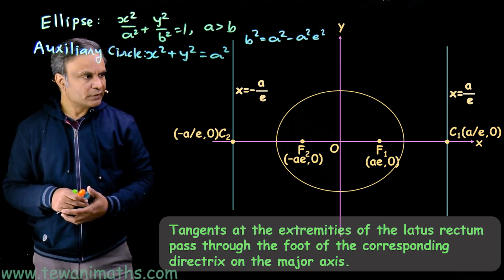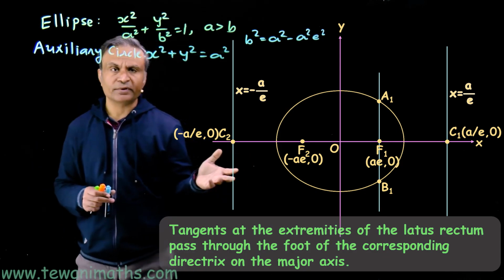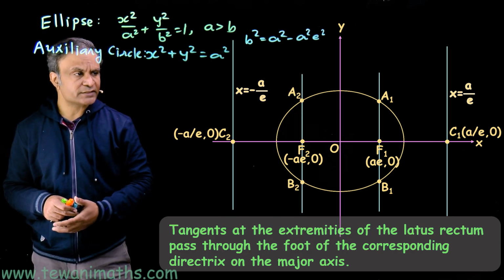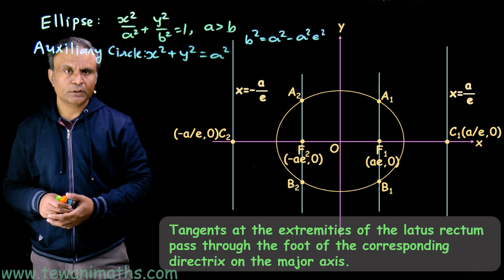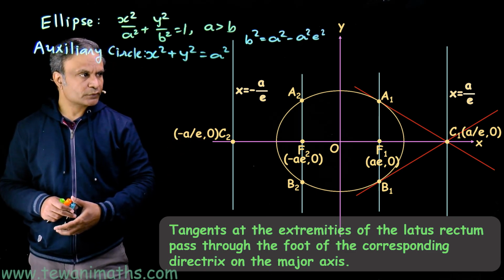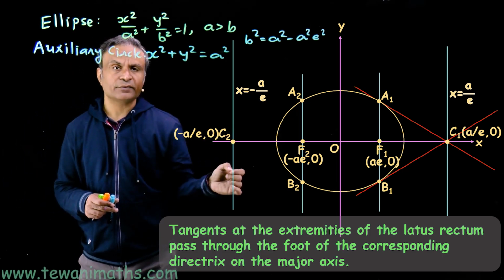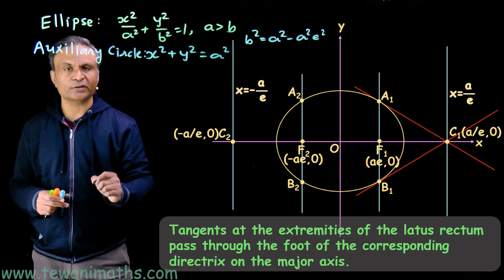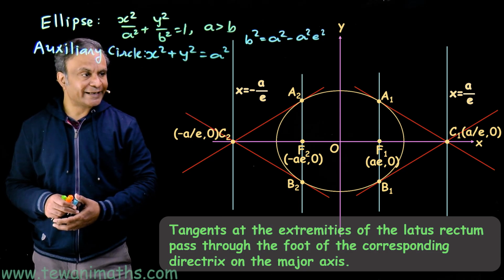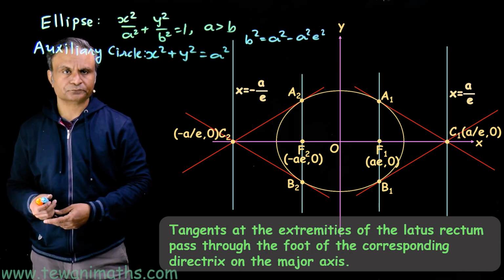Now here in the figure, the latus rectum line through focus F1 meets the ellipse at points A1 and B1, and the latus rectum line through focus F2 meets the ellipse at points A2 and B2. Now we draw tangents to the ellipse at points A1 and B1. The property is that these tangent lines pass through point C1. C1 is the foot of the directrix on the major axis. And here the tangents to the ellipse at points A2 and B2 pass through point C2. ये हमें प्रूव करना है.